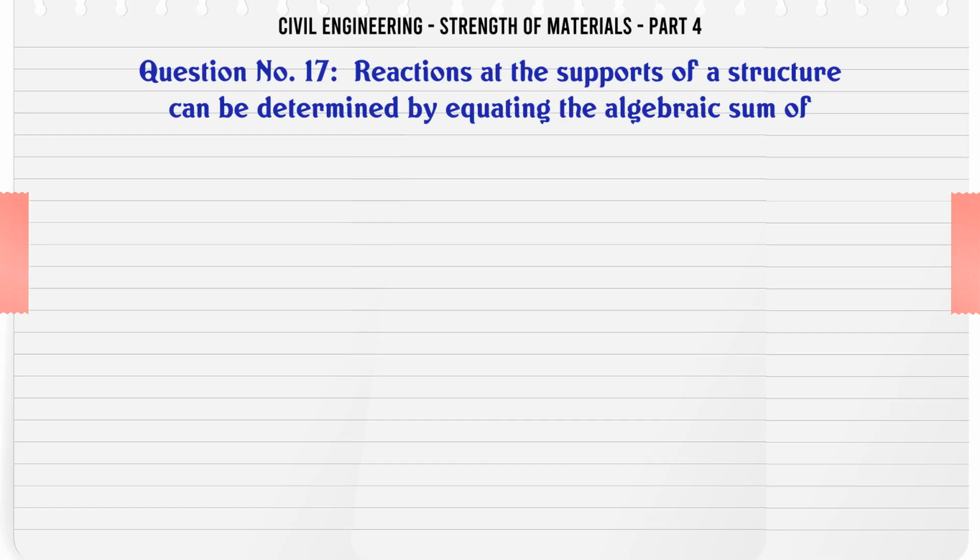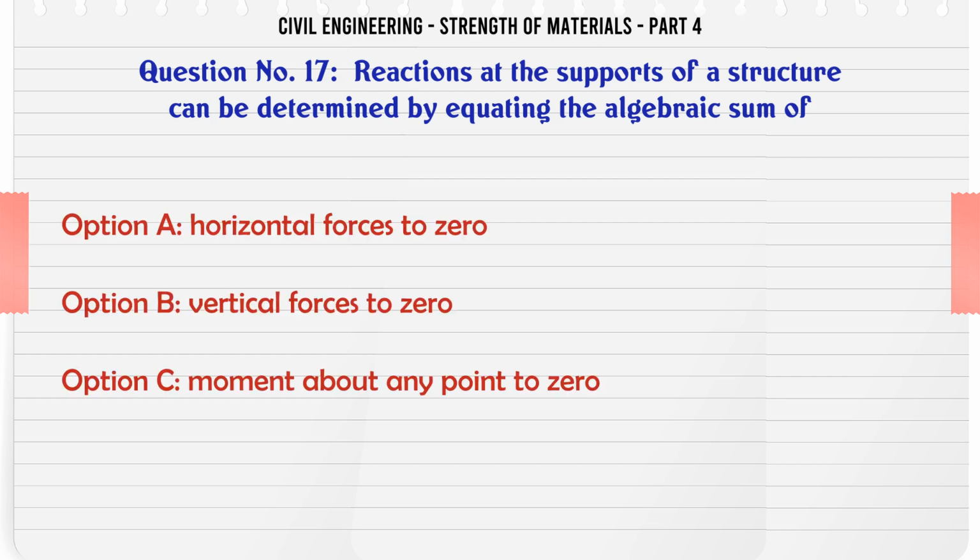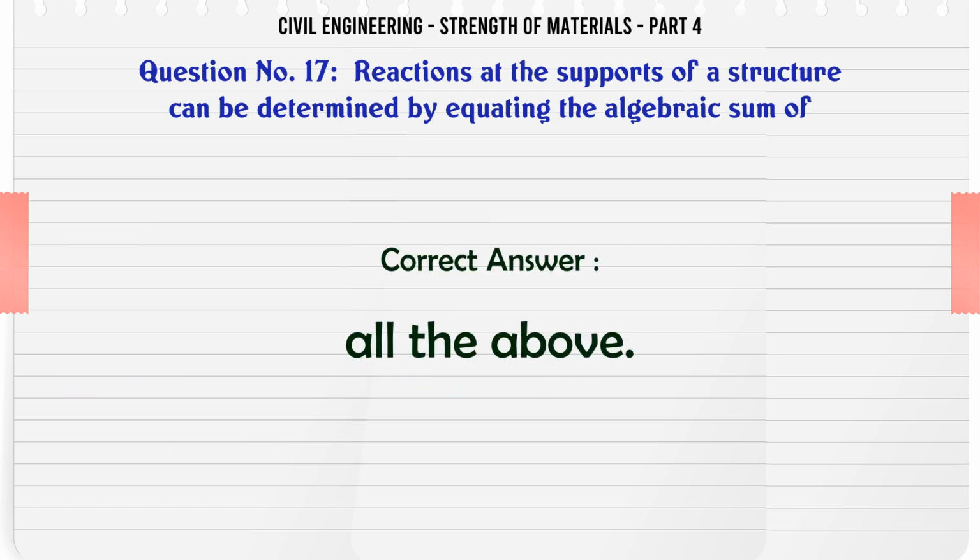Reactions at the supports of a structure can be determined by equating the algebraic sum of A: horizontal forces to 0, B: vertical forces to 0, C: moment about any point to 0, D: all the above. The correct answer is all the above.